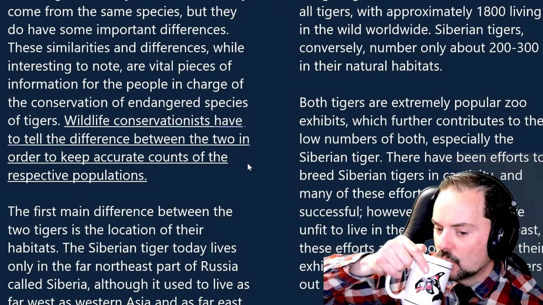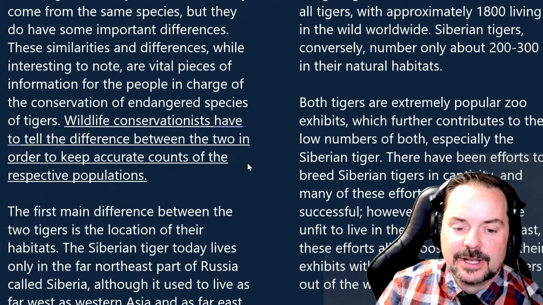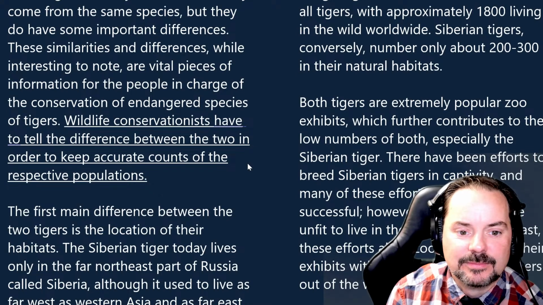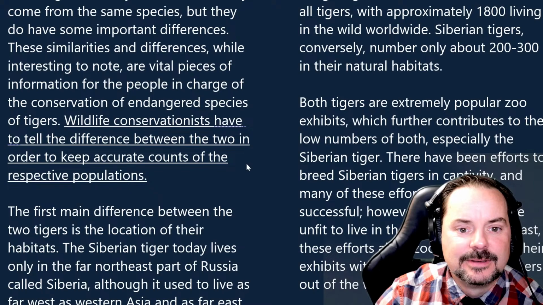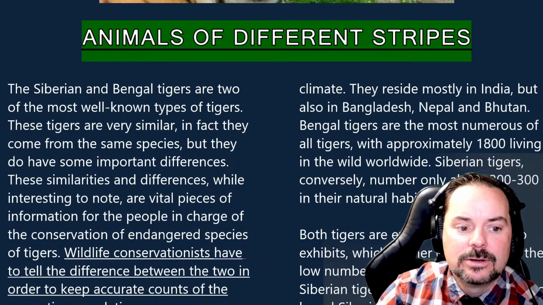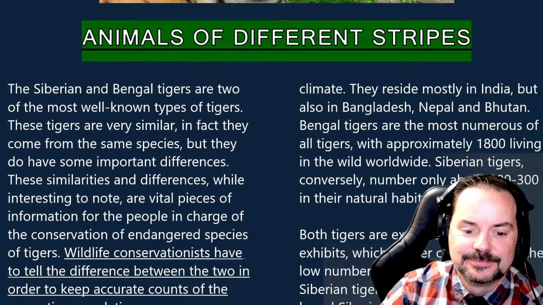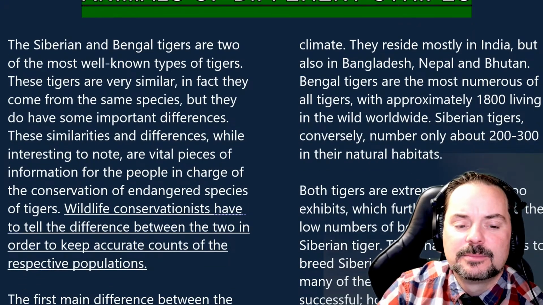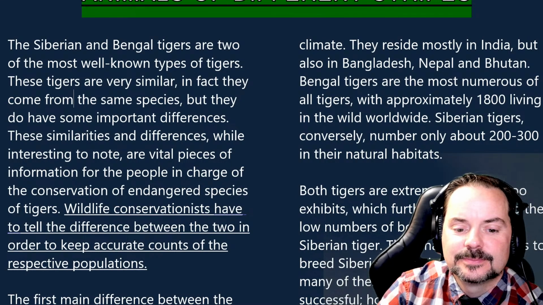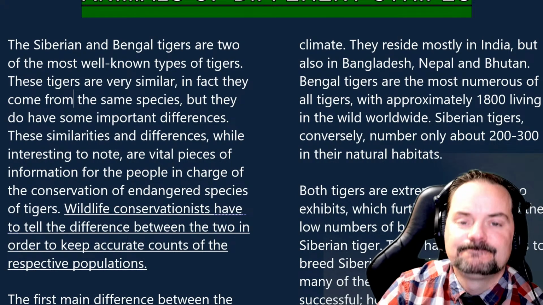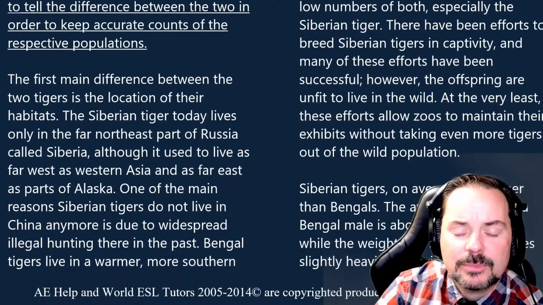Good. Okay, Murtazo, in a nutshell, in one sentence, what is the introduction about? I think it's about the difference between tiger types. Two types, right? Which two? Bengal and Siberian. Right. Why is it important to know the difference between these two? People who are in charge of conservation. Saving them, right? Yeah.